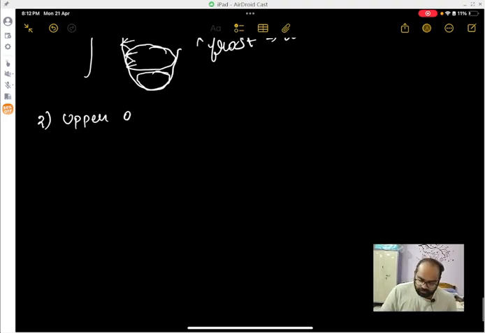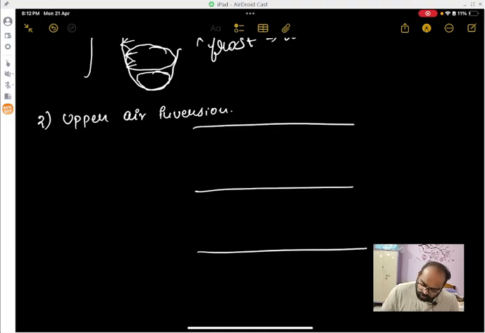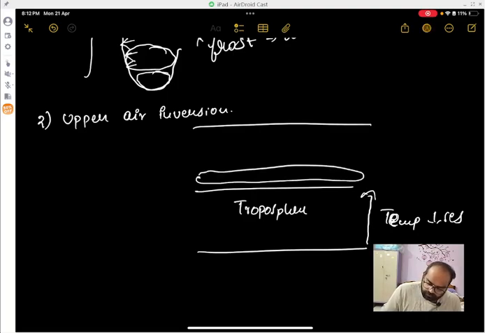What is upper air inversion? It is ground, troposphere, stratosphere. What we said, as we move from lower levels to higher levels, temperature reduces. But in the stratosphere, the lower levels are hotter, even upper levels are also hotter.